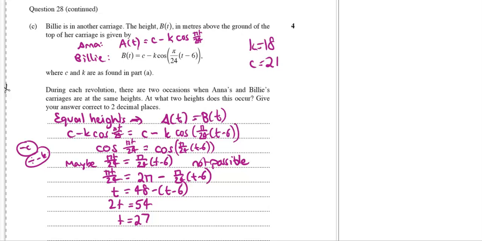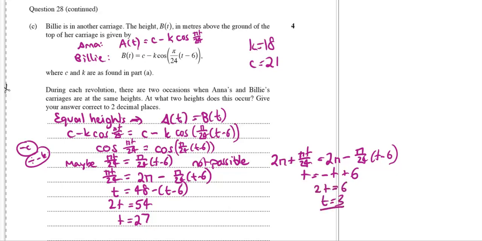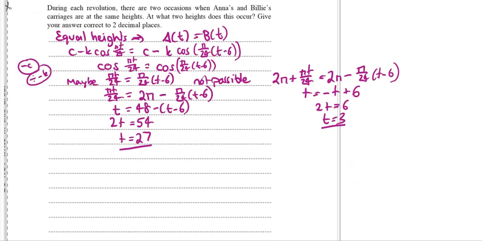That's one possibility. Or it could be that 2 pi plus pi t on 24 equals 2 pi minus pi on 24 times t minus 6. So if I play with that a little bit, I get t equals minus t plus 6, 2t equals 6. I get t equals 3. All right, so now I've found the times at which that occurs.